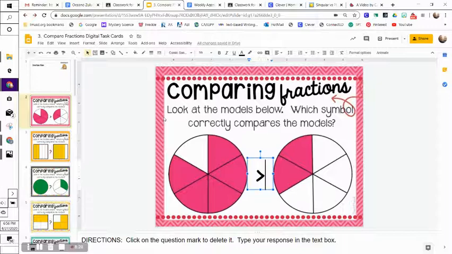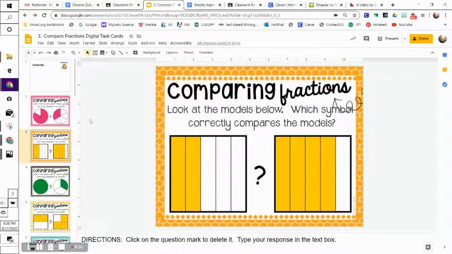Now, if you want the equal sign, it is right by the backspace key. Again, you would hit the shift key and hold it down and then hit that equal sign. Okay, let's do another one.